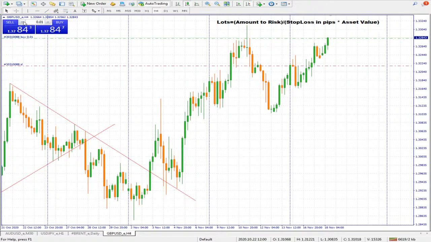So for GBPUSD, the pip is, give me a second. Let me create a simple script to display that on the screen so that you see the value for that given symbol. Give me just a second. It should be up.